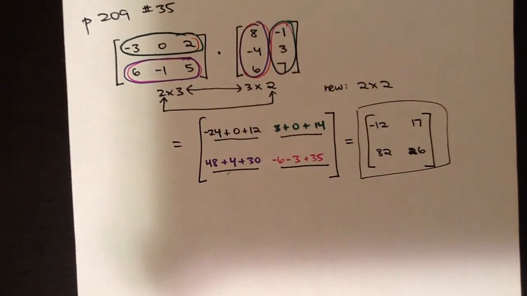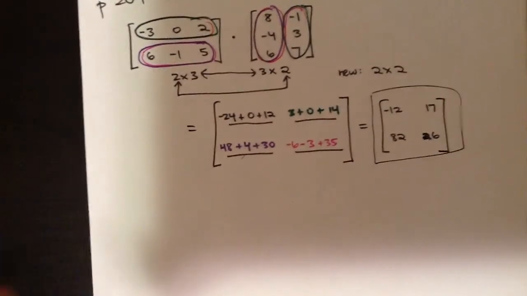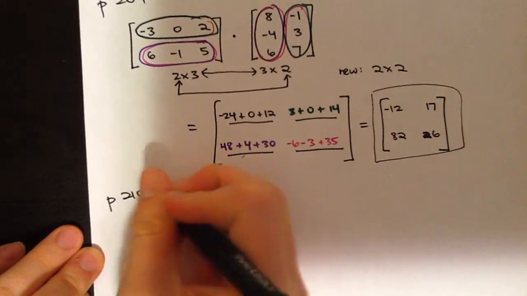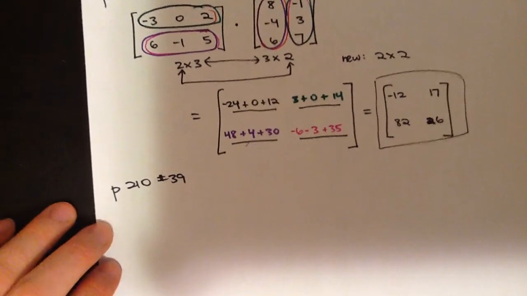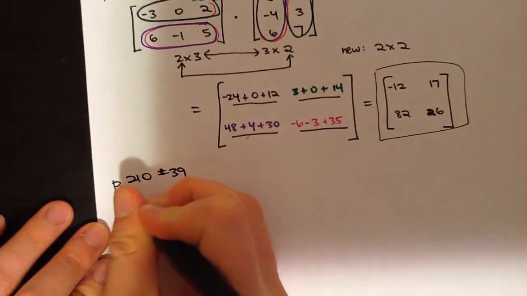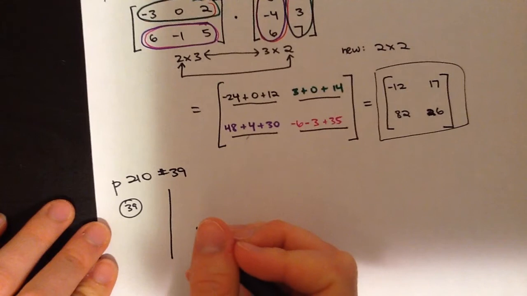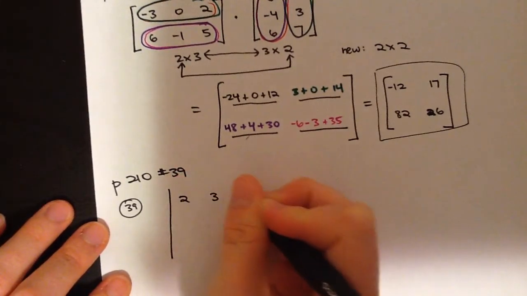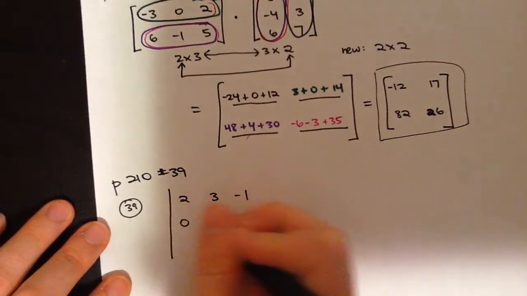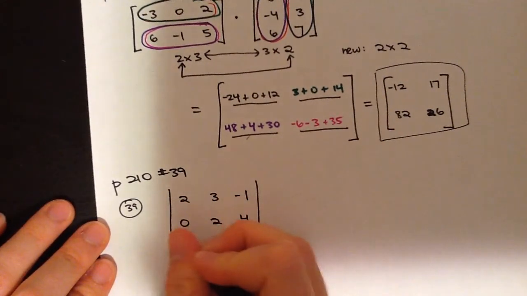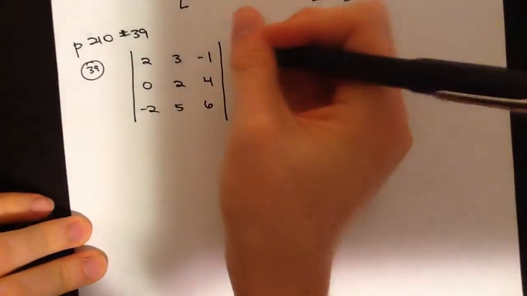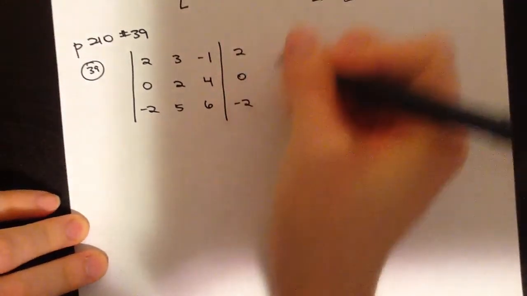All right, next one that I want to look at is number 39. That is on the next page. Okay, so number 39 is a 3 by 3 matrix. Okay, so let's get a little practice with that. Okay, so when you're doing these 3 by 3 determinants, the first step is to copy over the first 2 columns over to the right.